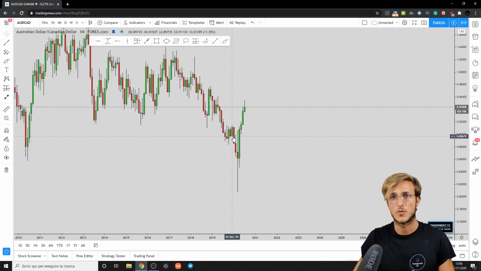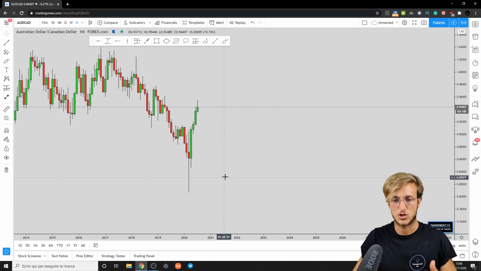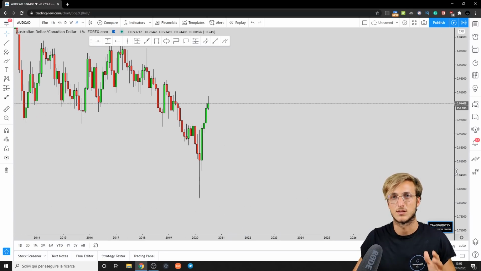So let's start from the monthly, as usual, making a top-down analysis, because always remember, the monthly, weekly, and daily time frames are the best time frames when it comes to the direction of the market, and the 4-hour time frame is the best time frame when it comes to the entry. So let's start the analysis from the monthly and try to keep this as educational as possible.